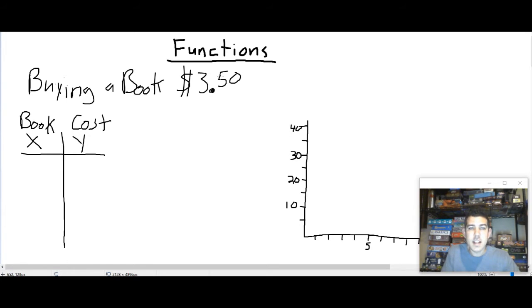Now what's interesting is that there's multiple ways that you can show this function. We can show it verbally or through a word problem, just by saying it. Buying a book costs $3.50. That's one way of showing a function.